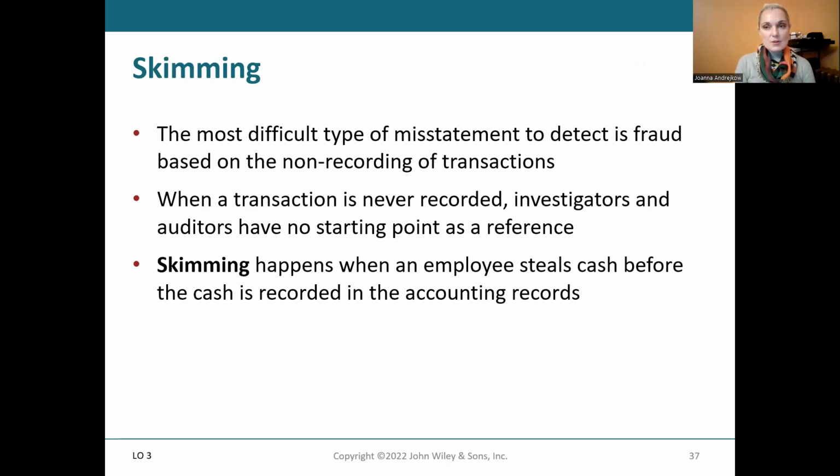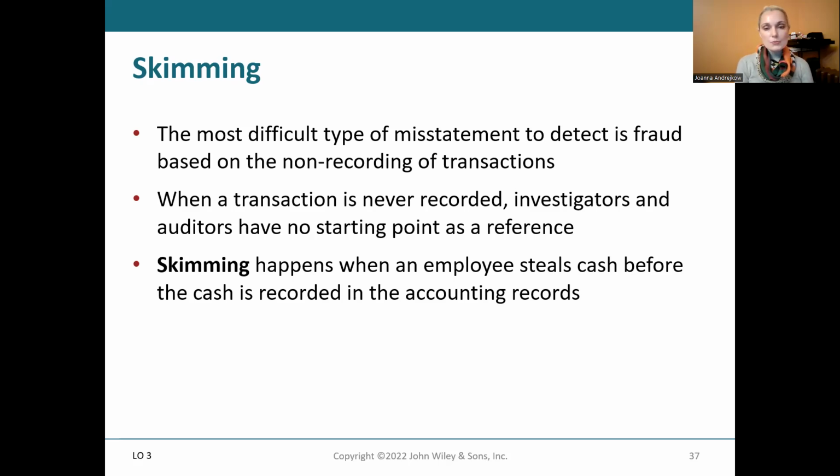One of the types of asset misappropriation is skimming, and this is the most difficult type of misstatement to detect based on a non-recording of transactions. So it's difficult to detect skimming because the transactions aren't even recorded in the system. So there is no record of any transaction. When a transaction is never recorded, investigators and auditors have no starting point as a reference.